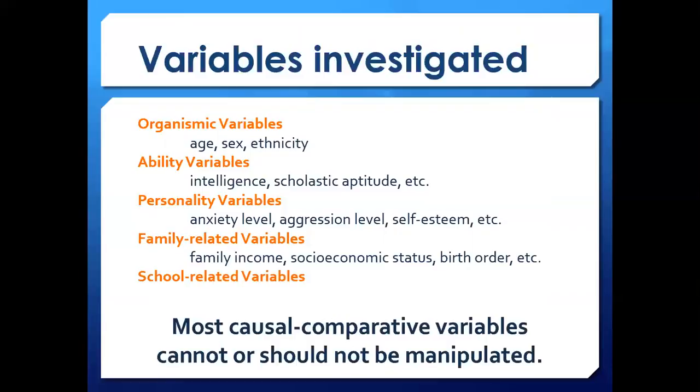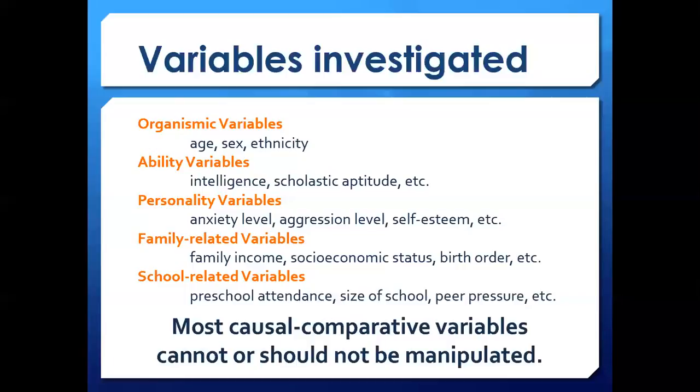And finally, just like family-related variables, we have school-related variables. Again, it's pretty self-explanatory. These are any variables that have to do with school. Some examples would be preschool attendance, the size of the school, peer pressure, teaching style, even the type of school. For example, is it public or is it private? Is it private Christian or is it private secular? Is it a charter school? These are all examples of school-related variables.